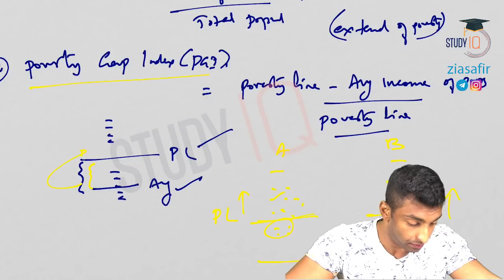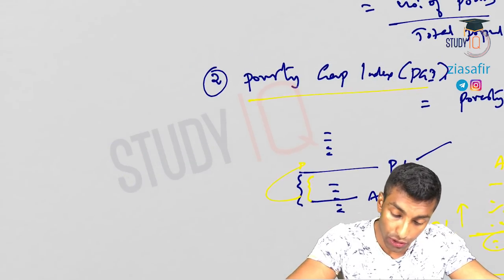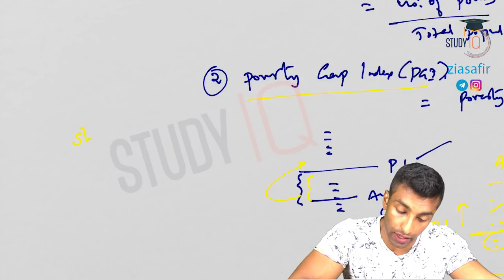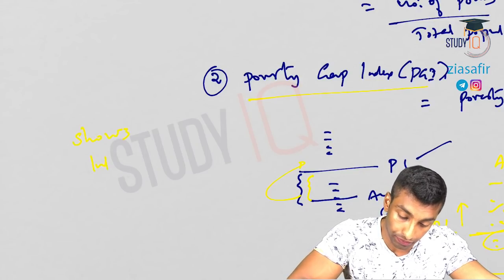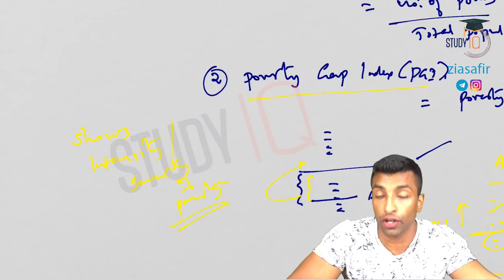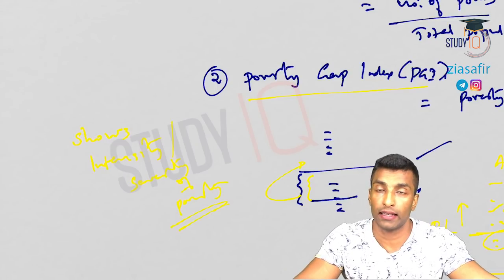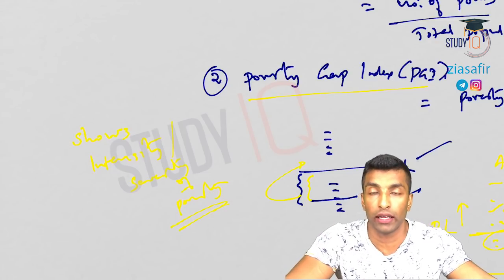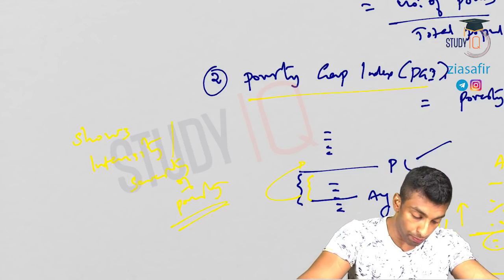Okay, so this shows the severity of poverty, or the intensity of poverty. So the first one shows the extent of poverty, and this shows the intensity or severity of poverty, how much effort the government has to put in to take the people out of poverty.